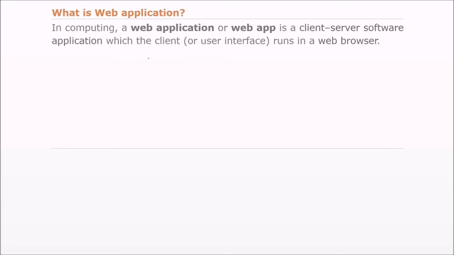Next question is, what is a web application? In computing, a web application, or in short we can call it a web app, is a client-server software application in which the client or user interface runs in a web browser. So if you have a client which is a web browser, it can be your Chrome, it can be your Mozilla. So this kind of application, basically a web application, does some work, some problem is solved here.